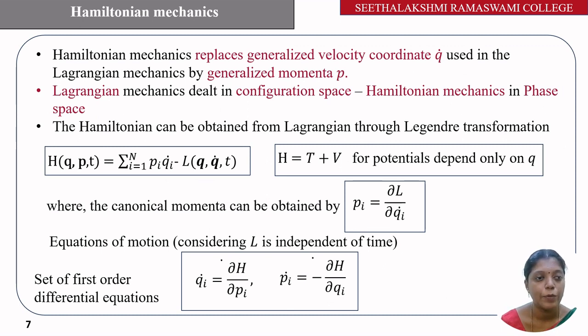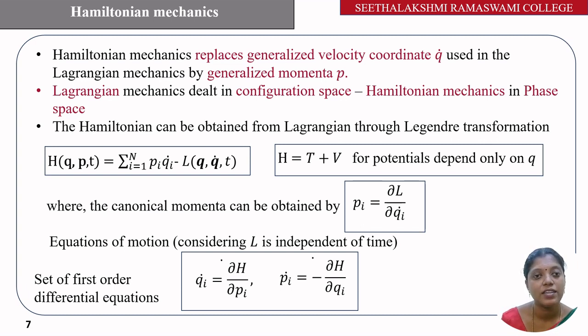With this, we move on to Hamiltonian mechanics. In Lagrangian mechanics, we considered the generalized variables, which are the generalized position and the generalized velocity coordinates. In Hamiltonian mechanics, we are going to deal with generalized position and generalized momentum coordinates. So the position and momentum coordinates are considered instead of position and velocity. Just by replacing generalized velocity by generalized momentum, you can obtain Hamiltonian mechanics. Here you consider the canonically conjugate variables, the position and momentum.